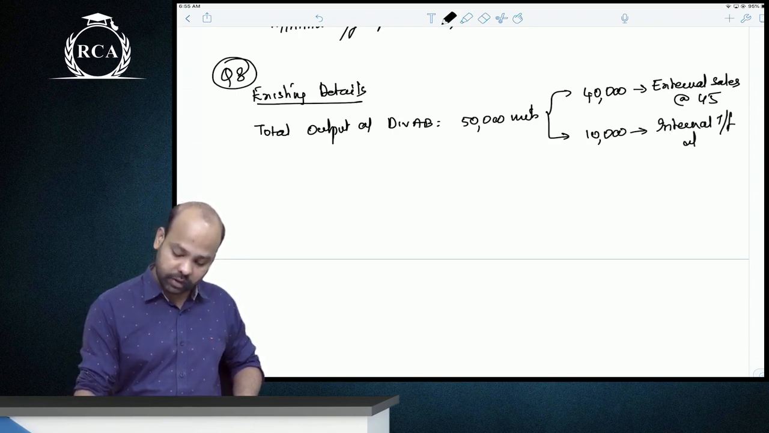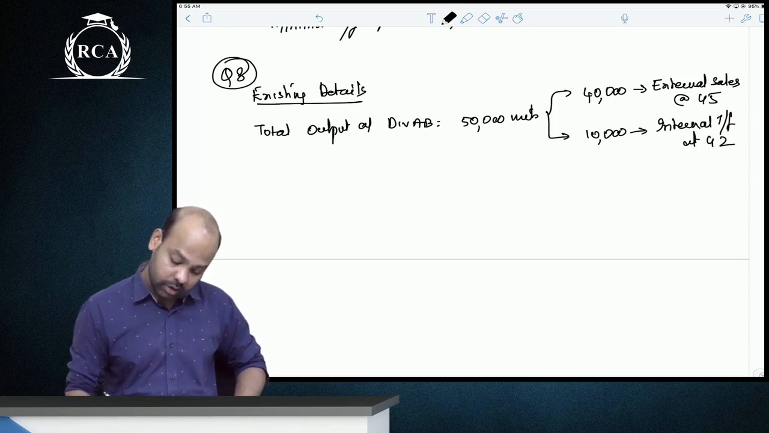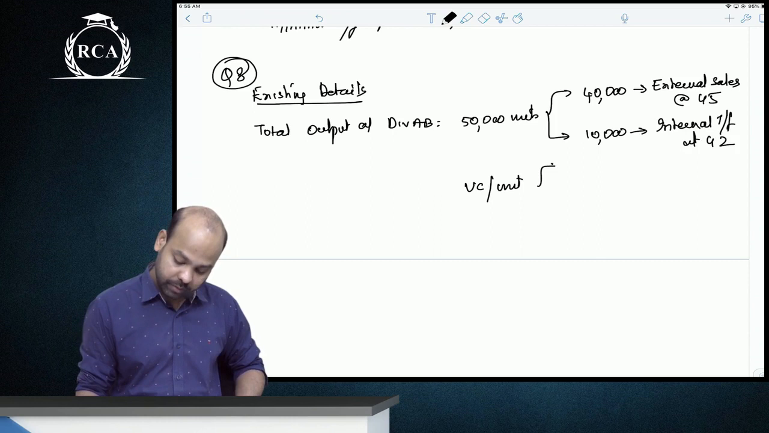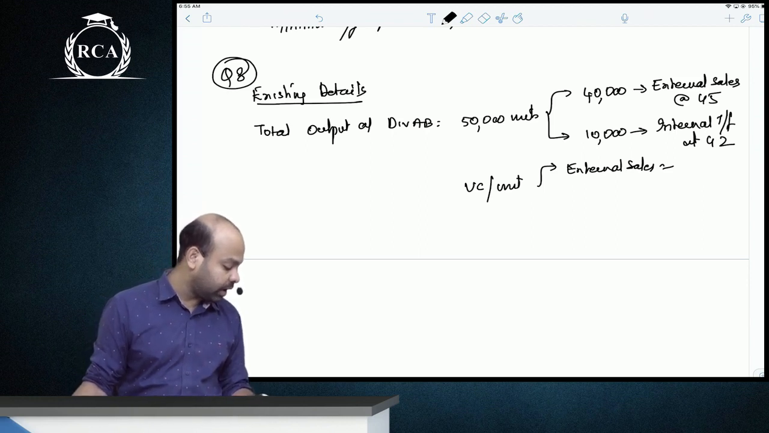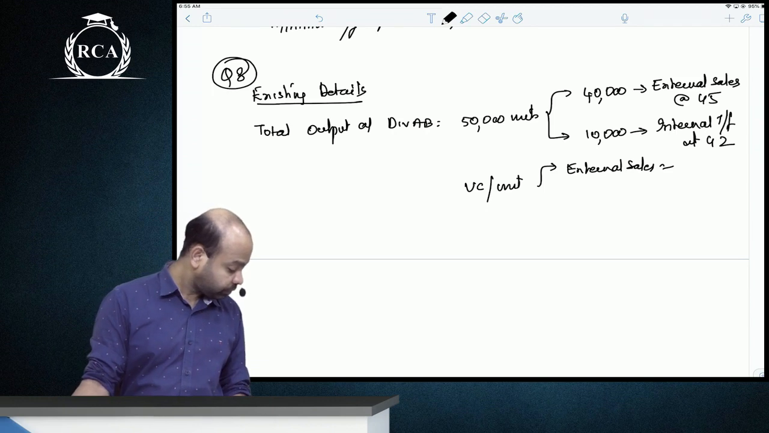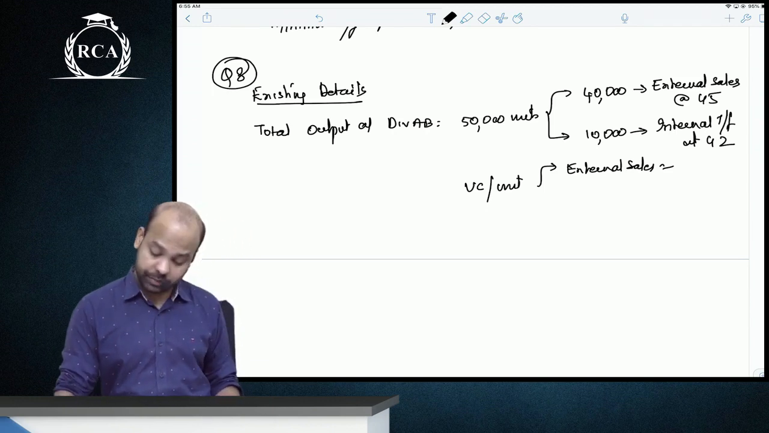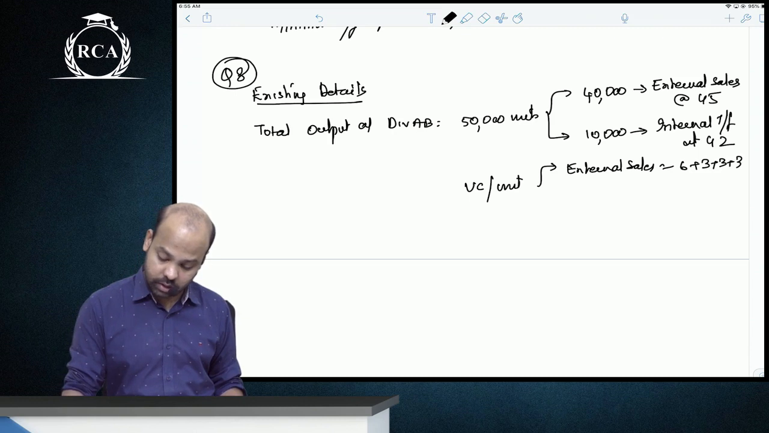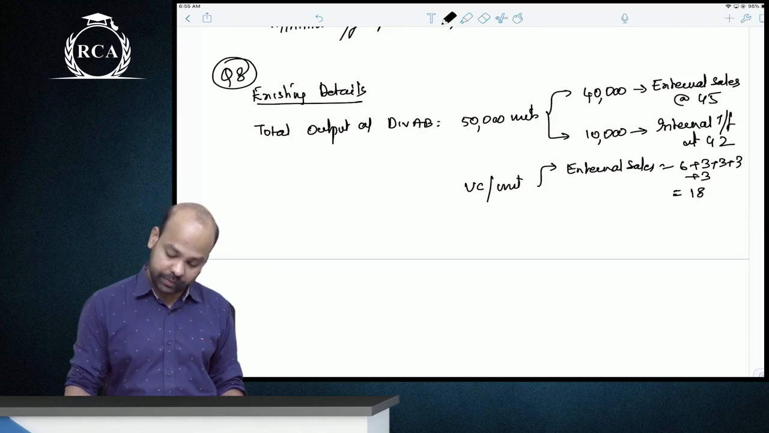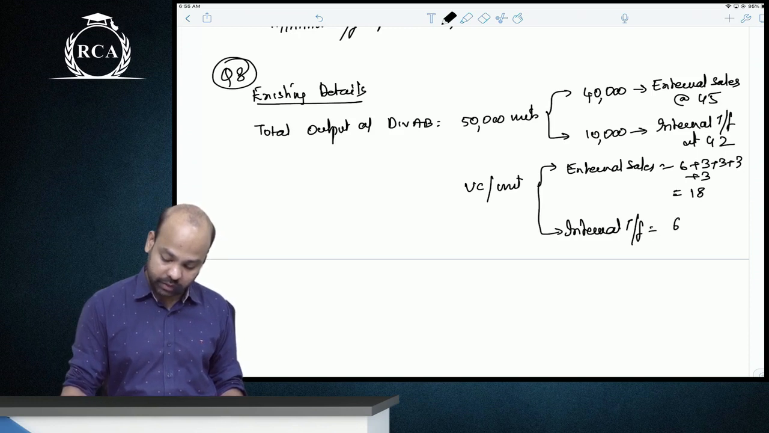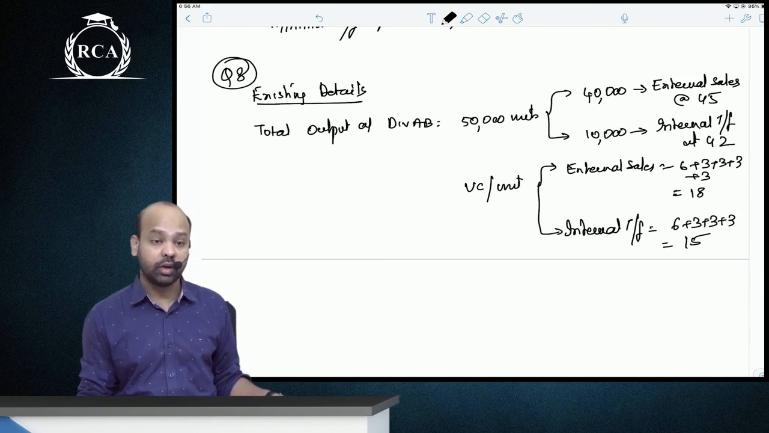If you look at the variable cost per unit for Division AB, for external sales it is different, and for internal transfers it is different. You can add the variable cost per unit: 6 plus 3 plus 3 plus 3 plus 3. Sorry, four threes. All of this put together would be 9 rupees plus 18 rupees. As far as internal transfers are concerned, you will not incur 3 rupees. There is a saving in variable selling and packing expenditure, so it is only 15 rupees.